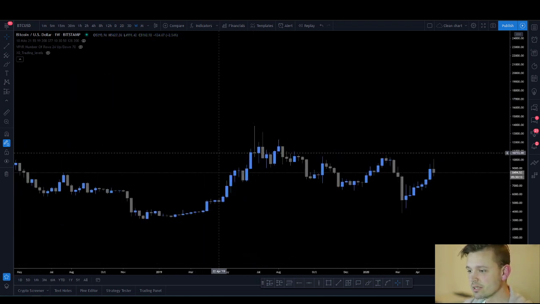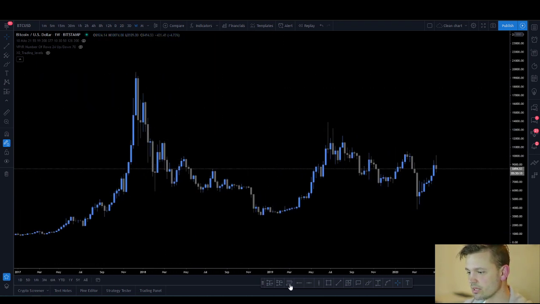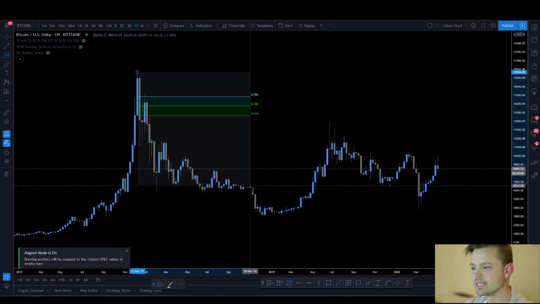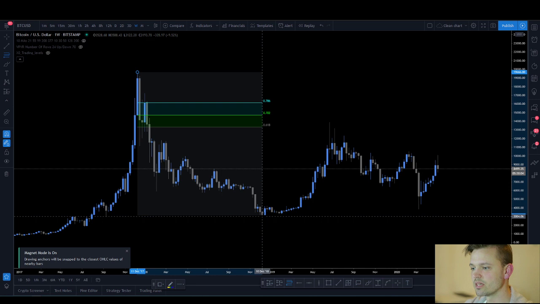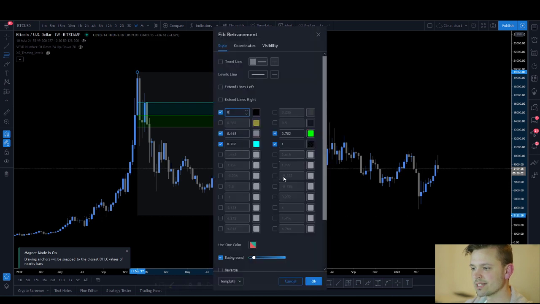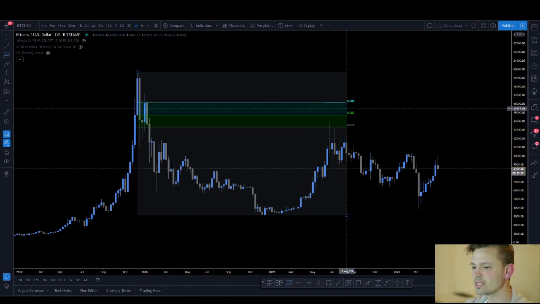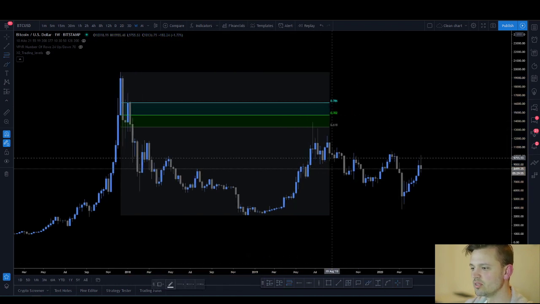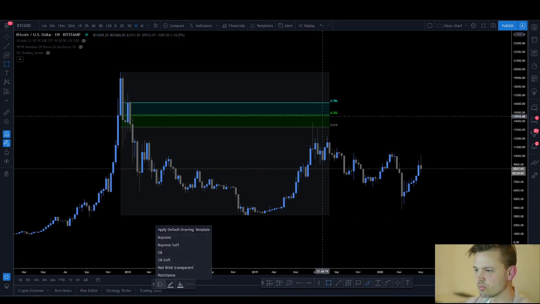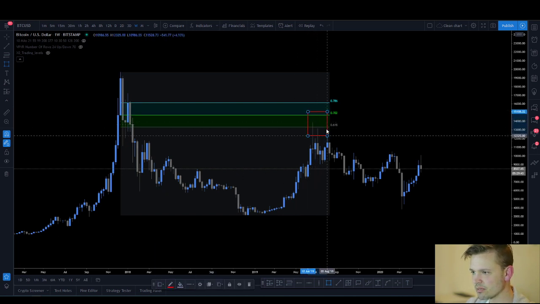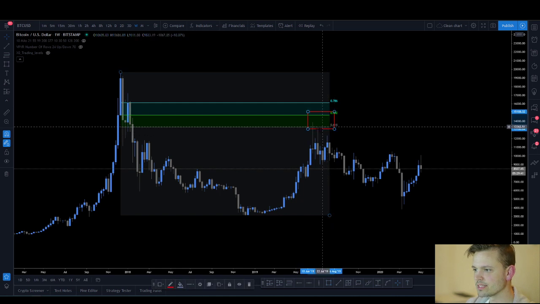All right, so let's take a look at the RLC. We'll measure the RLC by using this high up here to this low down here. There we go. This is the short RLC, right? Let's extend it to the right. And as you can see here, we moved up into the short RLC and got a perfect, well, not perfect, reaction. A perfect reaction would be getting rejected by the midpoint of the RLC here, but a very decent, nice reaction up here, right?